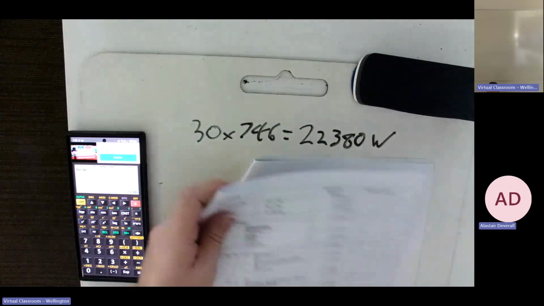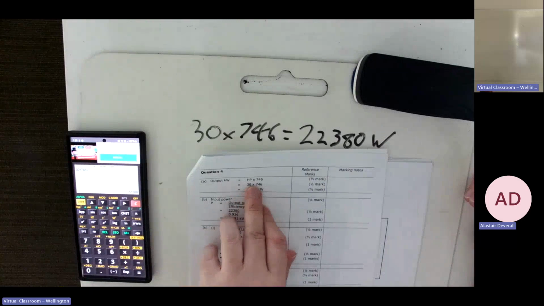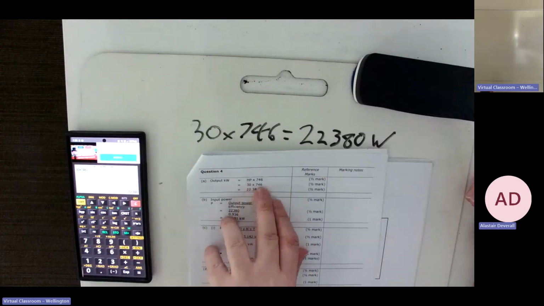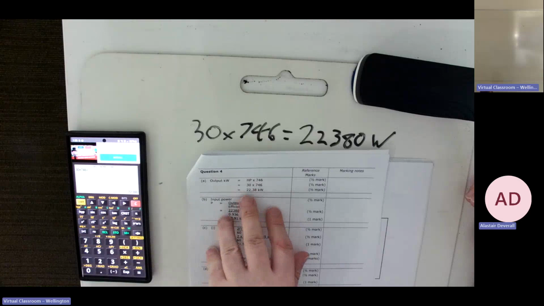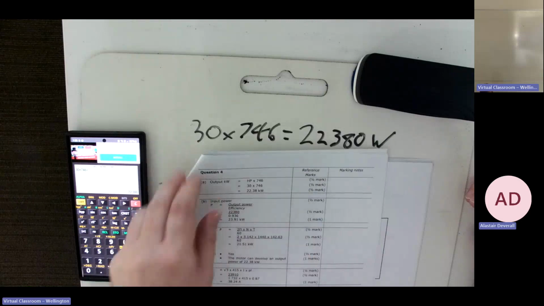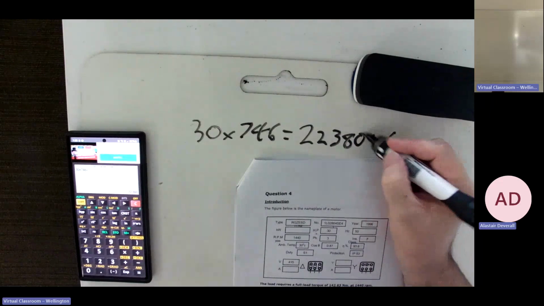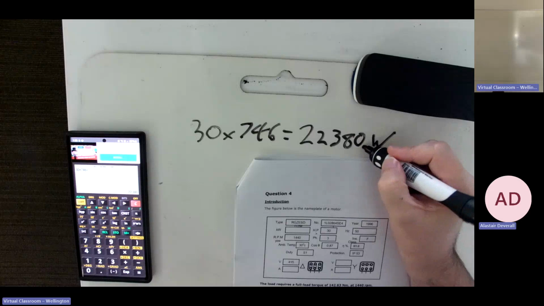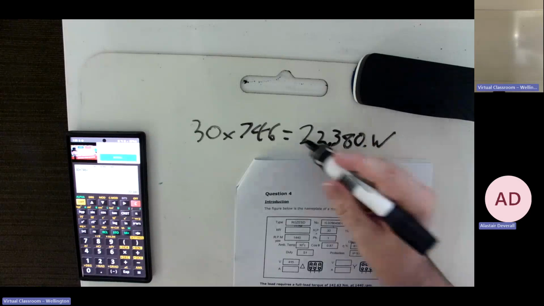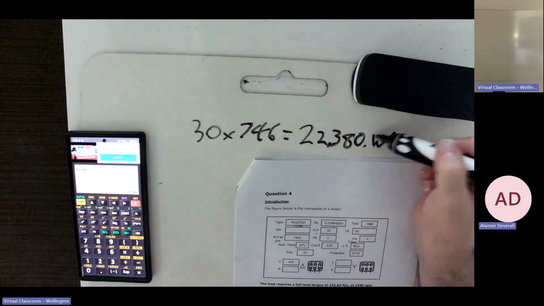We have a look at our model answers, which show horsepower times 746, so 30 times 746 equals 22.38 kilowatts. To change to kilowatts for this question, we move the decimal place 3 to the left, which is how we get our 22.38 kilowatts.